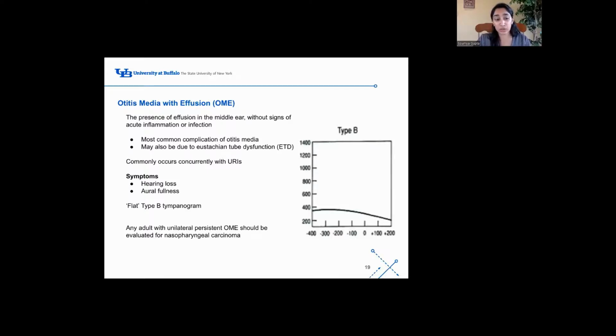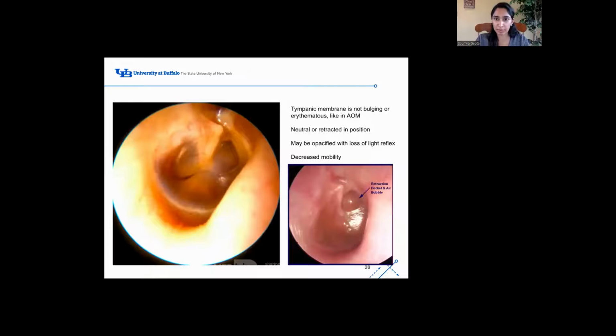Hearing loss is actually the most common complaint, along with aural fullness. That's also very common. And it shows this flat type B tympanogram. Any adult with a unilateral persistent otitis media with effusion should be evaluated for nasopharyngeal carcinoma that could be causing the ETD. And going back to that picture, we have that tympanic membrane not bulging or erythematous like an AOM. So that's a way to distinguish between the two conditions.